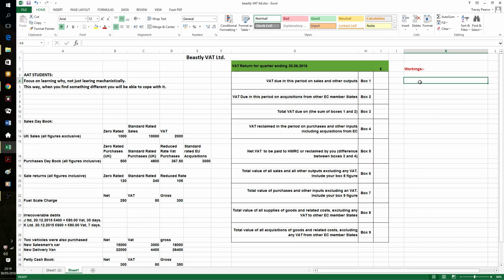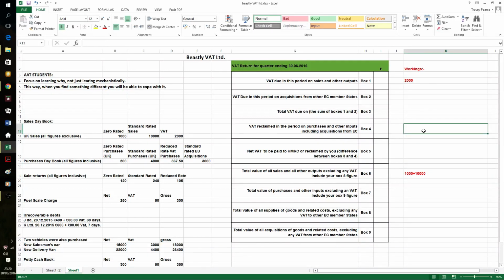So straight off into the workings out, I'm going to go item by item rather than box by box, just as an alternative way of doing things. We're going to start off with then our sales day book. Well, all we've got really is the £2,000 VAT on our sales, and that's just going to go a straightforward entry in box number 1. However, in box number 6, we still need to put in the £1,000 of zero rated sales, as well as the £10,000 standard rated, because they're zero rated sales, not of course exempt. Exempt wouldn't need to go in here.